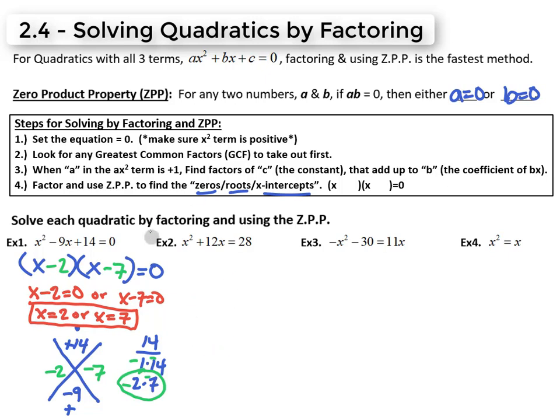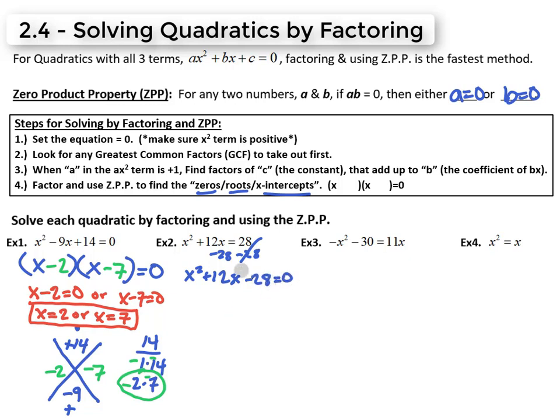All right, let's try our next one. The first thing I notice is this is not set equal to 0. So we do not have our condition to use zero product property yet. So the first thing I need to do is set it equal to 0. And to make my factoring life easier, I want x squared positive. So since x squared is positive on the left side of my equation, let's move everything to the left. So move that 28 over, and we will have x squared plus 12x minus 28 equals 0.